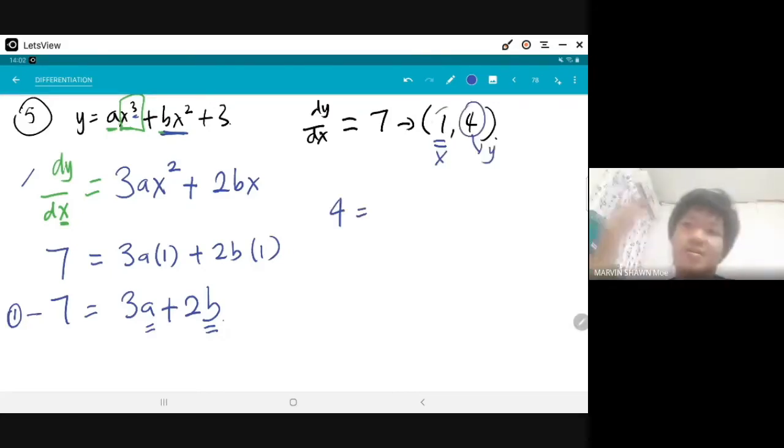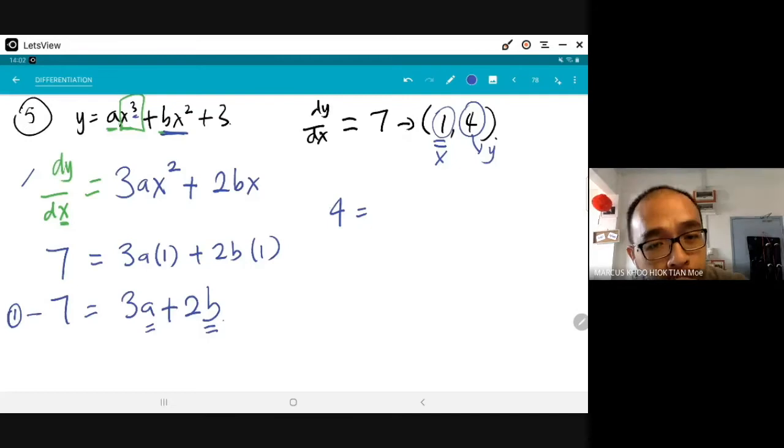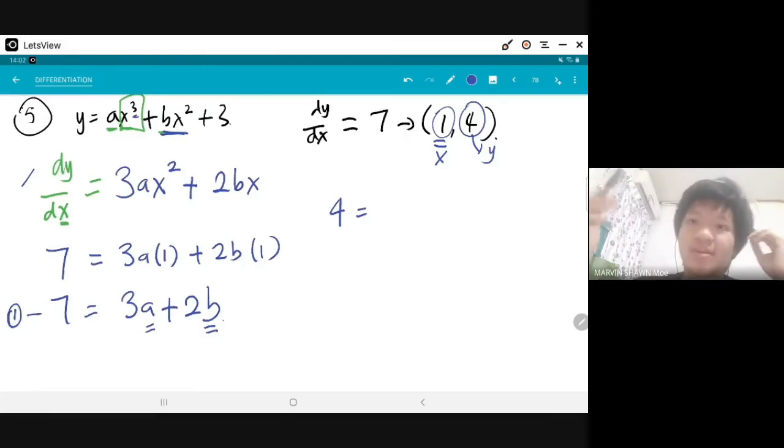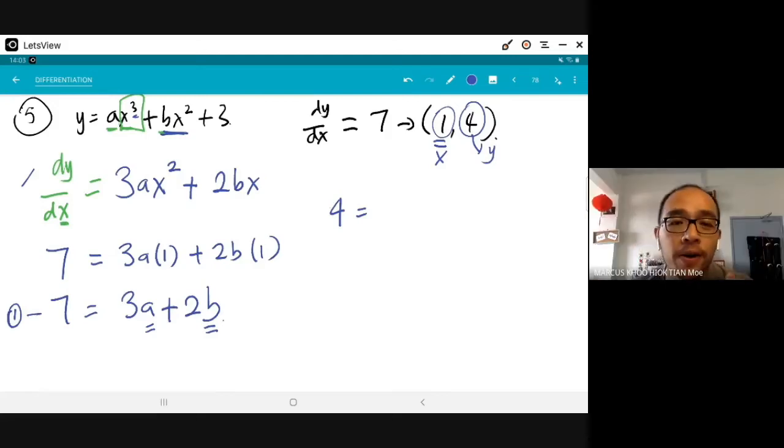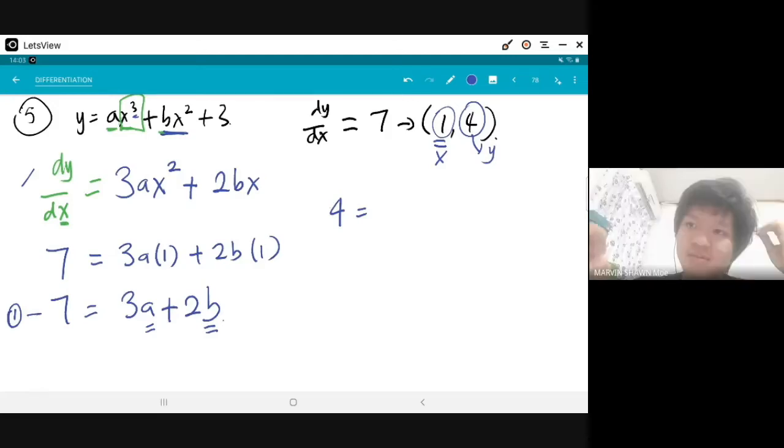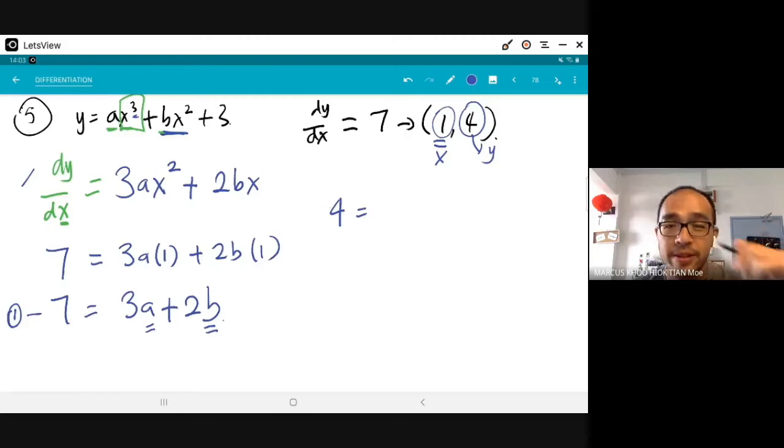Okay, saya substitute y punya original function. Equation. Okay. Baru saya faham kenapa si Bina cakap begitu. Okay, thank you, Marvin. Yeah, so actually Marvin punya approach yang betul.